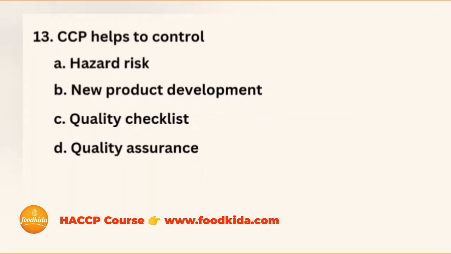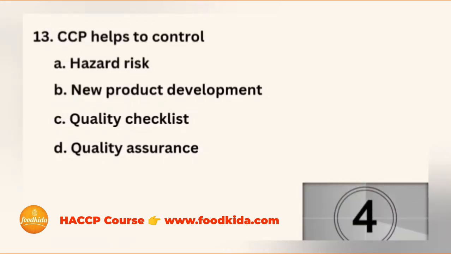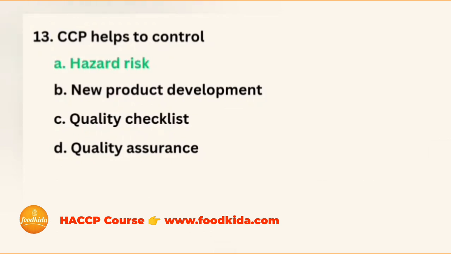CCP helps to control: Option A, hazard risk. Option B, new product development. Option C, quality checklist. Option D, quality assurance. And the correct option is option A, hazard risk.